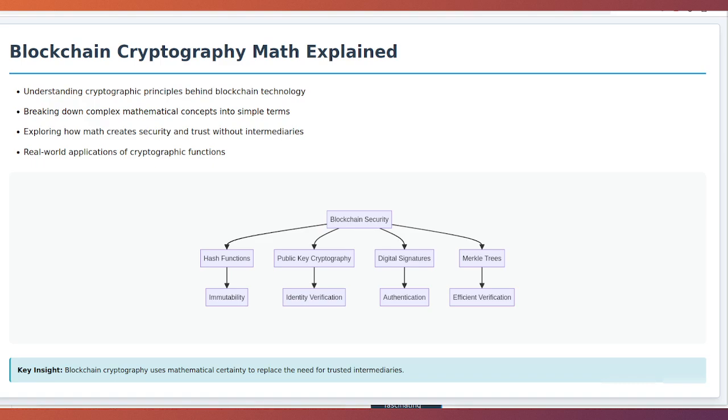Today we will be diving into the fascinating world of blockchain cryptography math, but don't worry, we're going to explain everything in plain English. Cryptography might sound intimidating, but at its core, it's just clever math that keeps your digital assets safe.